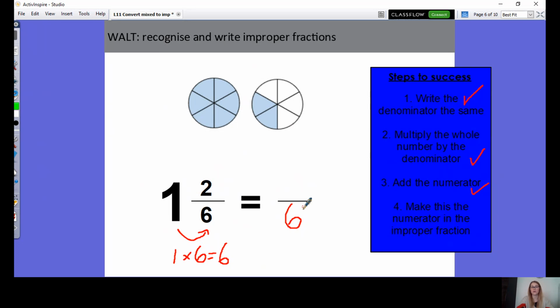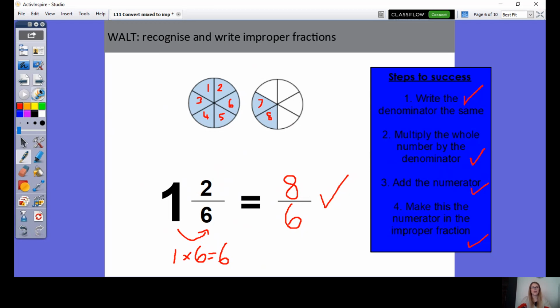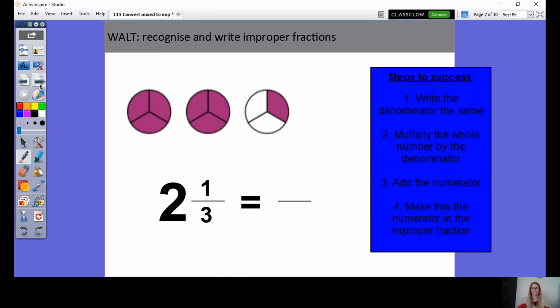Fantastic. Hope you've got 8 in your head. And remember that becomes my new numerator in the improper fraction. So let's just count the parts to check. 1, 2, 3, 4, 5, 6, 7, 8. Fantastic. Okay, let's do one more together and then you're going to have the opportunity to practice before you go on to your independent task.